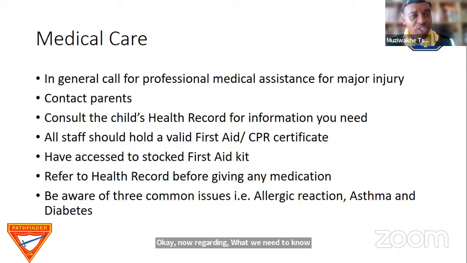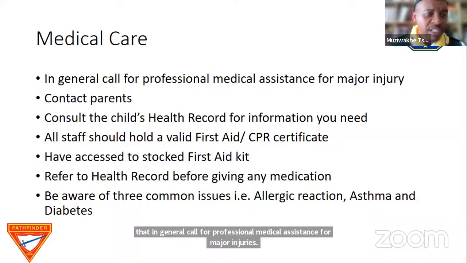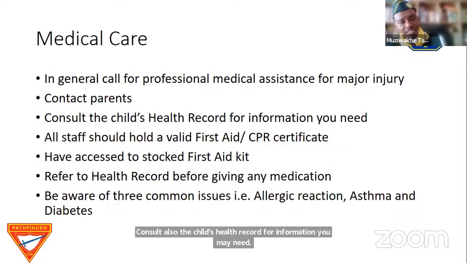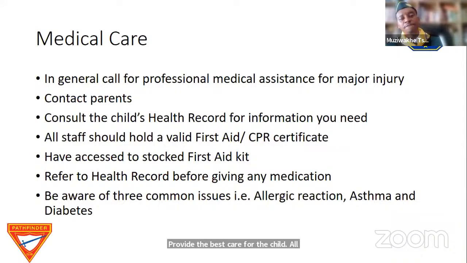Okay, now regarding medical care, what we need to know, leaders, is that in general, call for professional medical assistance for major injuries. And in that very event, ensure that parents are contacted. Consult also the child's health record for information you may need to provide the best care for the child. All staff should hold a valid first aid or CPR certificate, have access to stocked first aid kits. In some cases where you have used the first aid kit, please make sure that you replenish the kit.